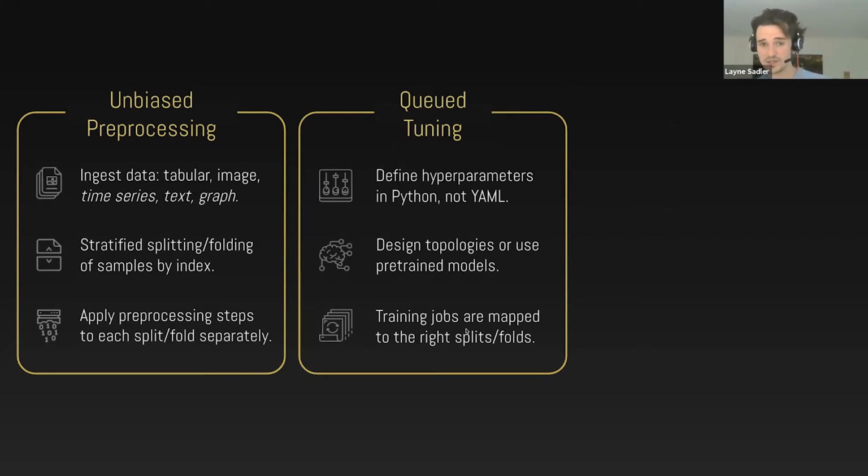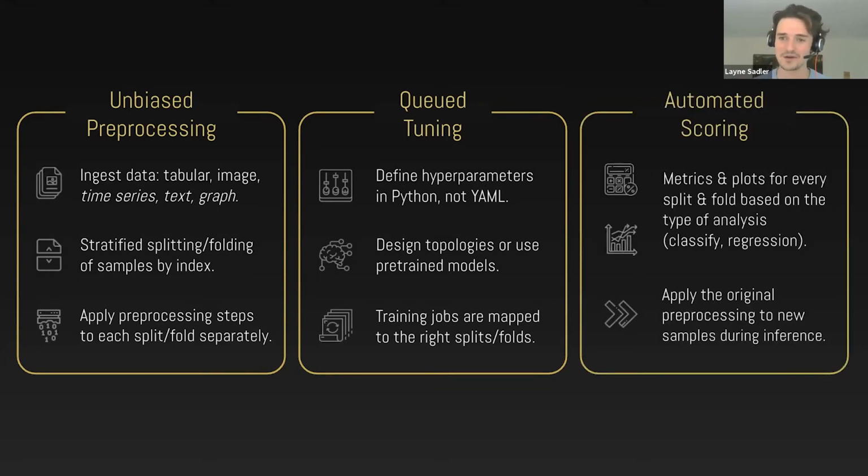That's going to queue up a queue of models to train, and then automatically every single model job is scored with metrics and charts that are specific to the type of analysis that you're conducting. So regression has different plots and metrics than classification. And then as of this morning, you can apply the same pre-processing steps way back here to a brand new data set for inference, because everything is persisted. So it's really easy to just drop new data in there and get results.